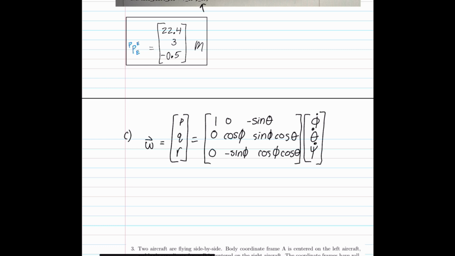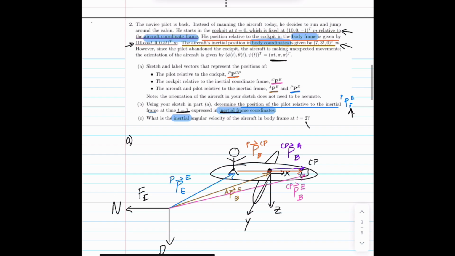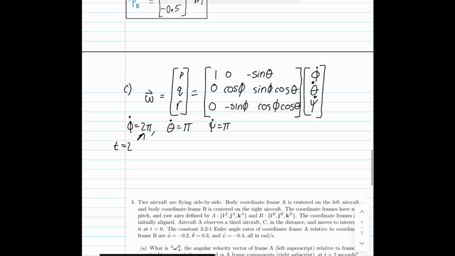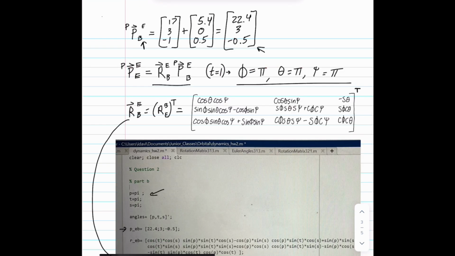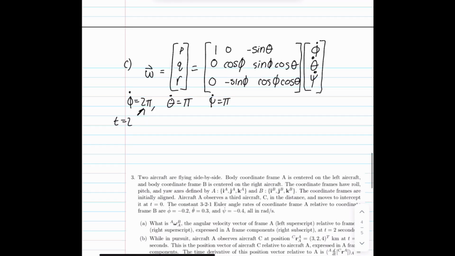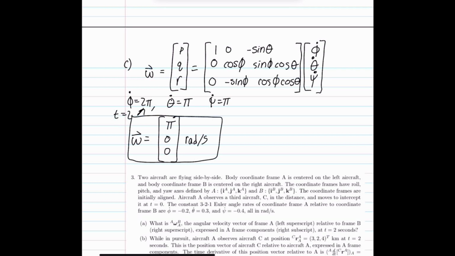And what I'm about to write is wrong. Phi dot is actually pi, theta dot's 0, and psi dot is 0 also, because we take the derivatives of the Euler angles that they gave us, which was pi t, pi, and pi. So now just plugging it into MATLAB, with those Euler angles that I just underlined, we get pi, 0, 0. And this is radians per second.